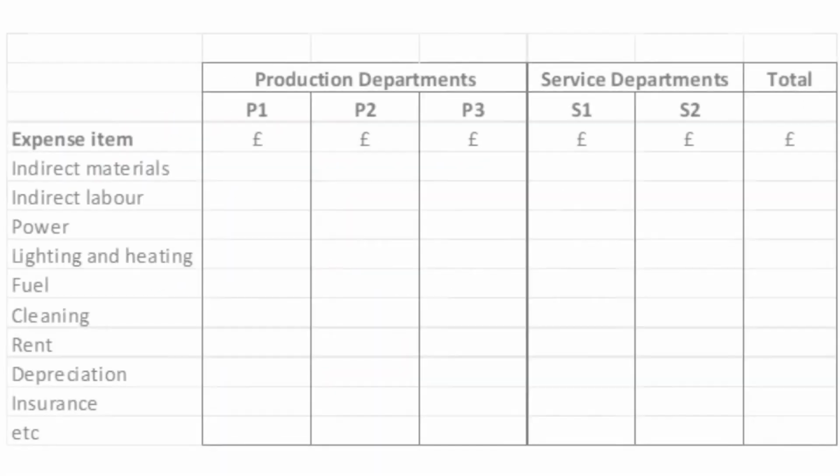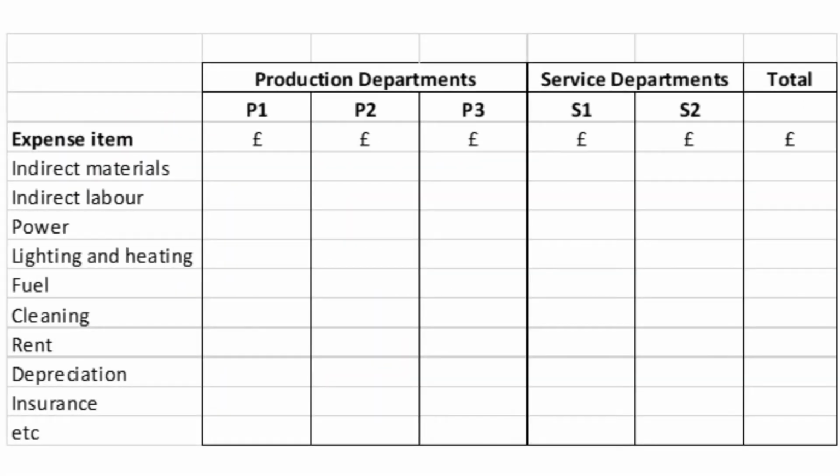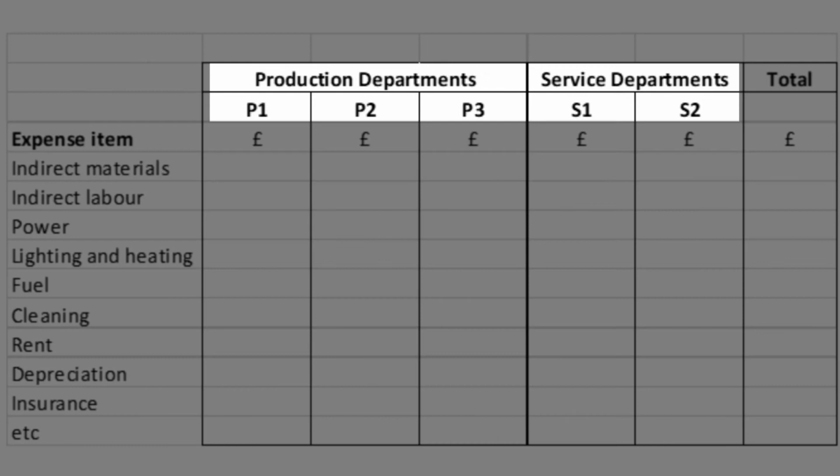To get us started, we've drawn up a worksheet. A spreadsheet program like Excel is great for this job. We can see that this particular factory is organised in 5 departments. These are shown along the top of the worksheet. 3 of them are production departments. We've called these P1, P2 and P3. They could be assembly, testing and packaging, for example.